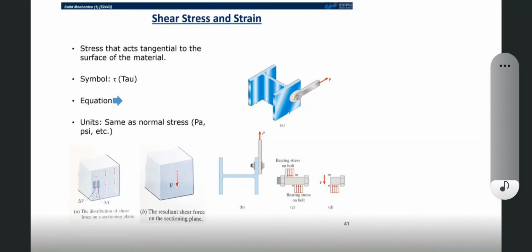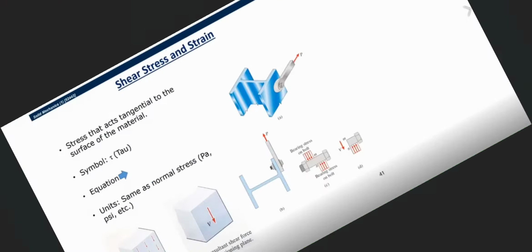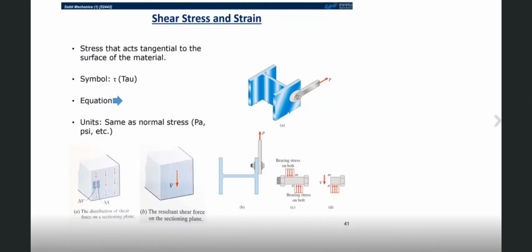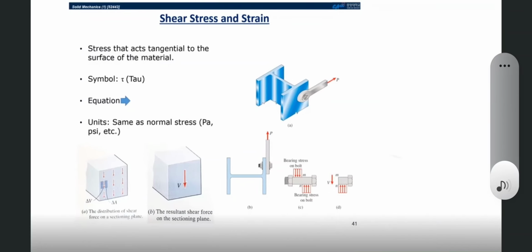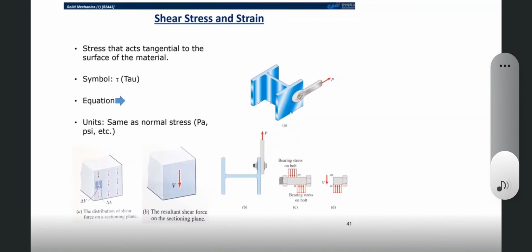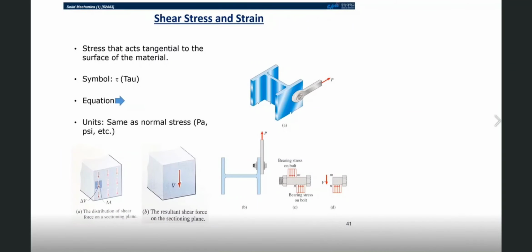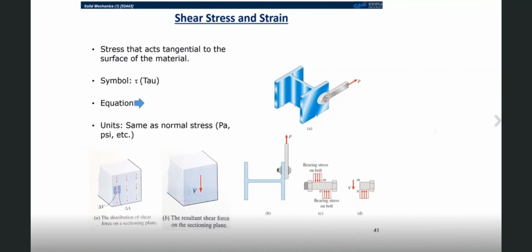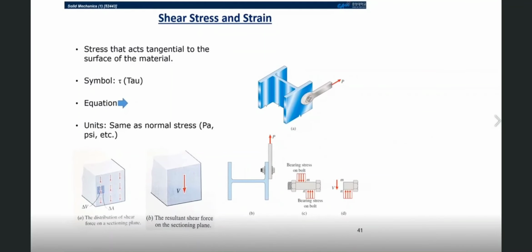Hello everyone, welcome back. So in this video clip, we will discuss shear stress and strain. As discussed previously, the stress is used to describe the distribution of a force throughout the area on which it acts, right? So the stress can be expressed as a force intensity. Then, in the case of shear stress, it acts tangential to the surface of the material.